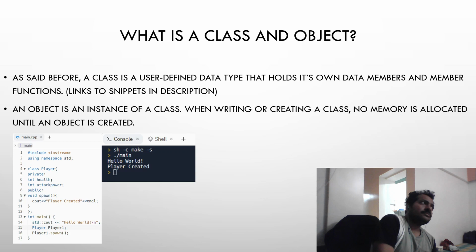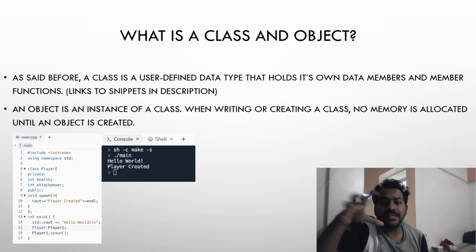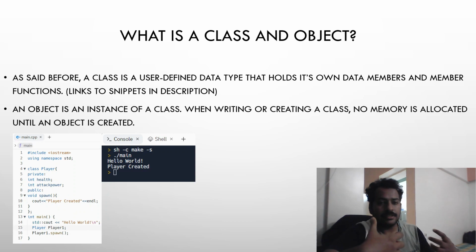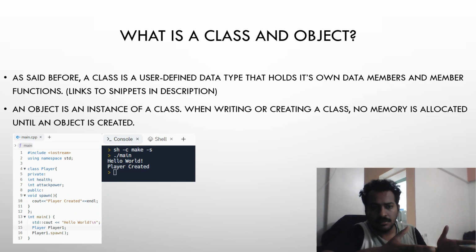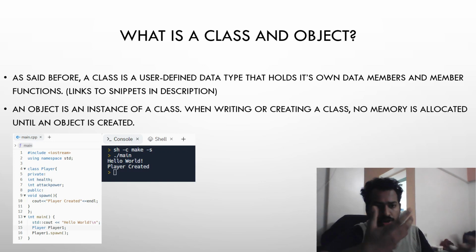So now we'll talk about what a class and an object are. As I said before, a class is a user-defined data type that holds its own data members and data functions. When we make a generic set of characteristics for anything, like a player as you've seen, or we can even make one for a car. We can make a class Car. A car will basically have an engine, chassis, transmission, exhaust, suspension, and all that stuff.